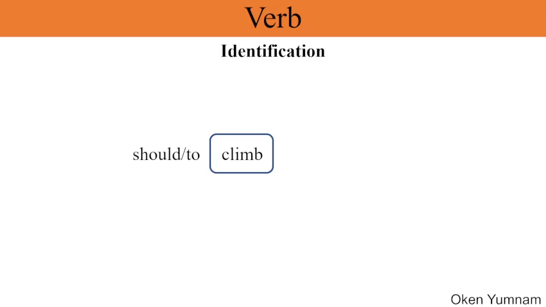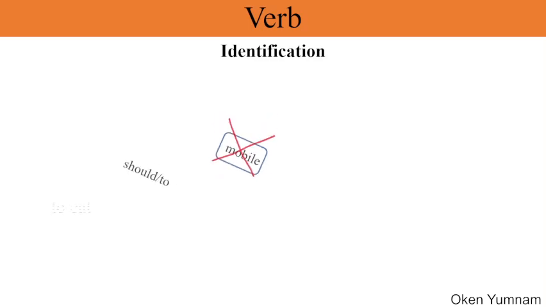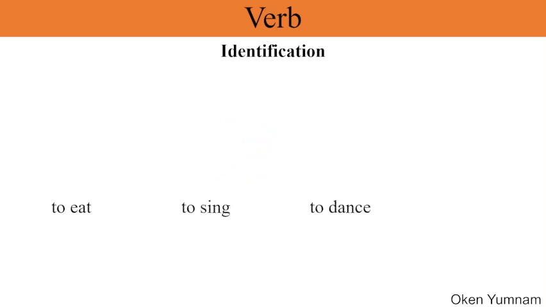But suppose instead of climb we put mobile. Can we say to mobile or should mobile? It sounds odd. It doesn't look okay. It means mobile is not a verb. So this is how we identify whether a word is a verb or not. Just put should or to before the word, and if it sounds okay, it is a verb. Here, mobile is not. So let's see here, to eat, to sing, to dance, to be. These are all verbs because when we put to before these words, they sound okay.